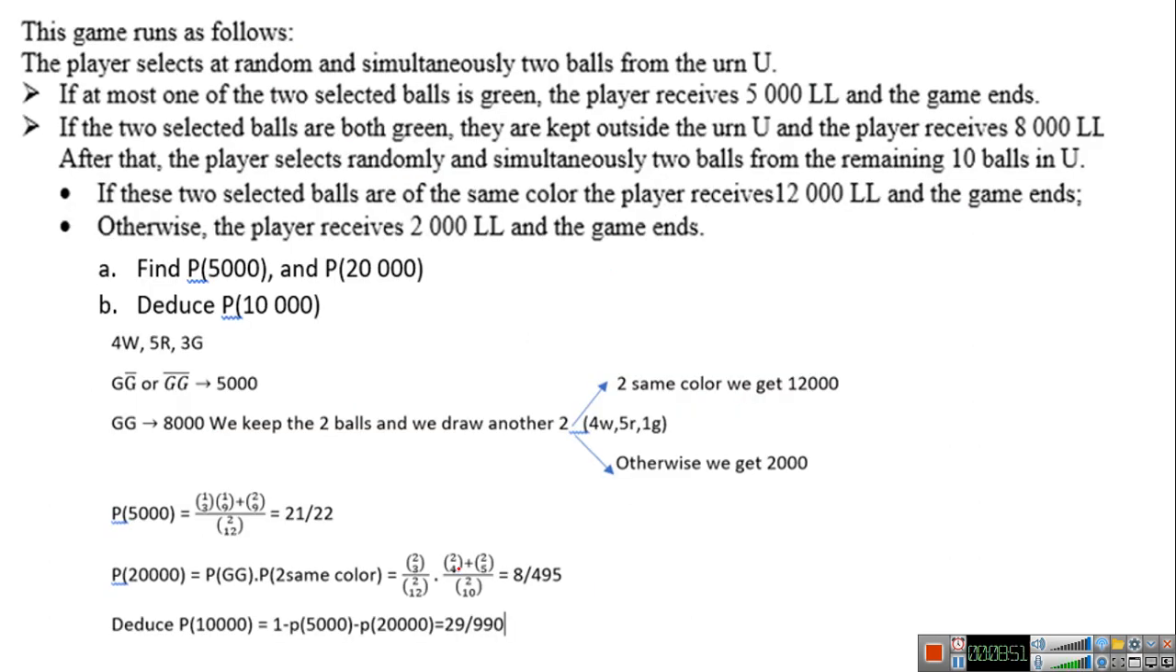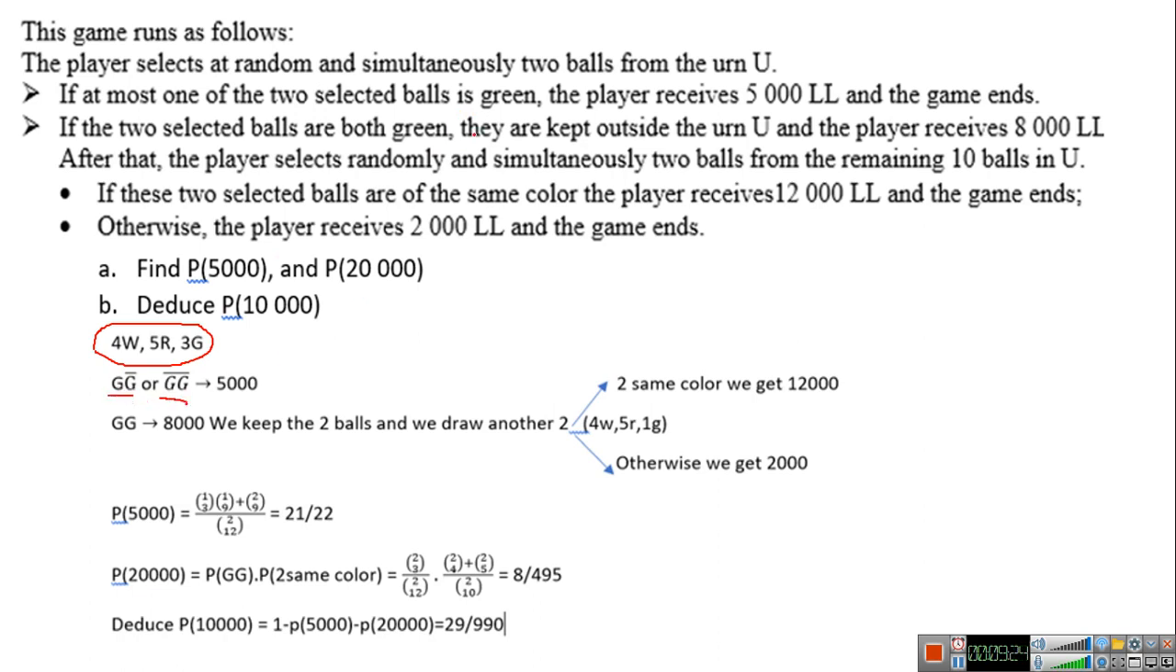This game runs as follows. The player selects at random and simultaneously 2 balls from the urn U. Okay, so don't forget, in urn U I have 4 white, 5 red and 3 green. I want to select 2. If at most one of the 2 selected balls is green, at most, maximum, you may have no green or 1 green and 1 not green.